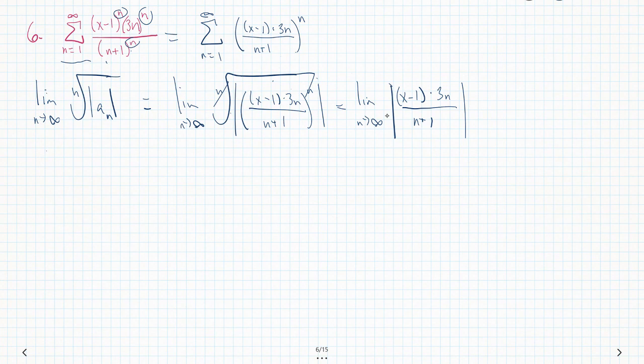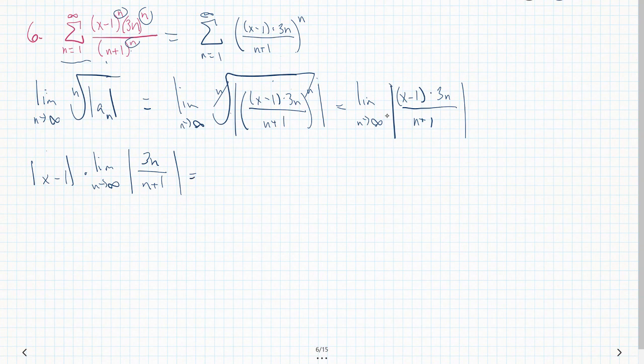Okay, so now we can pull that absolute value of x minus 1 out in front, and then we'll have the limit as n goes to infinity of 3n over n plus 1, which just equals 3 for that limit. So this is the absolute value of x minus 1 times 3. Remember, this has to be less than 1, so I'll write it this way: 3 times the absolute value of x minus 1 is less than 1. So that means the absolute value of x minus 1 is less than 1/3.